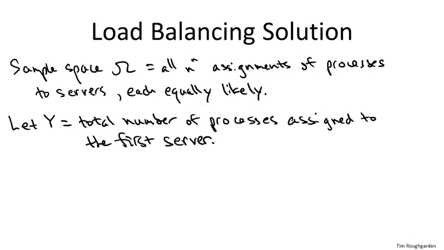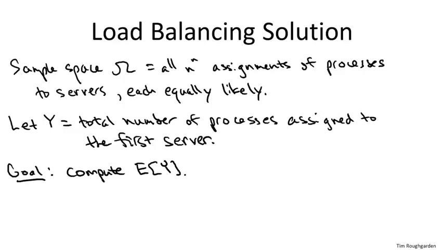Now, all of the servers are exactly the same, so we just have to focus on one server, let's say the first server, and look at the number of processes assigned to it. And if you go back to the problem statement, what we're asked is to compute the expected value of y, the expected number of processes assigned to a server.